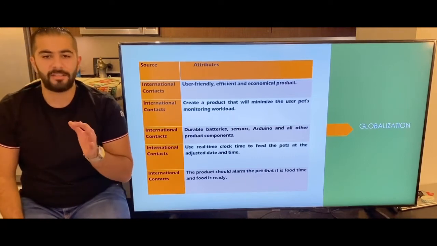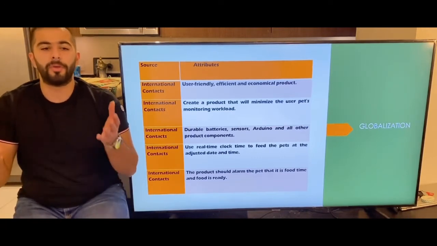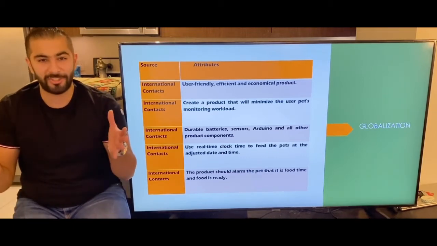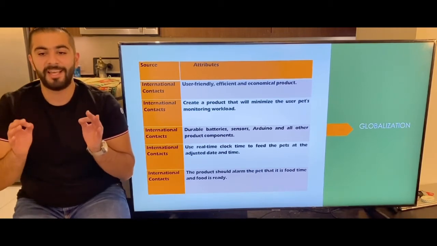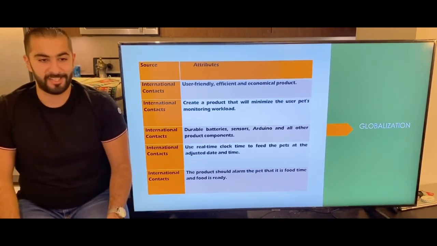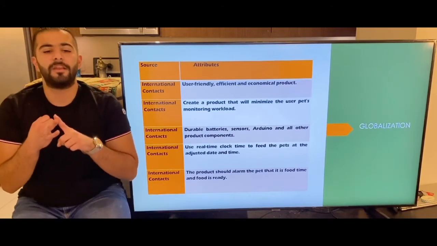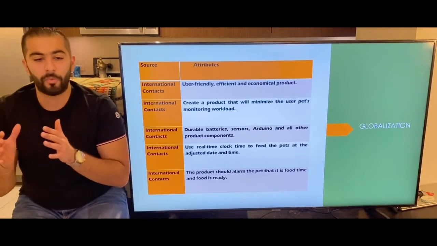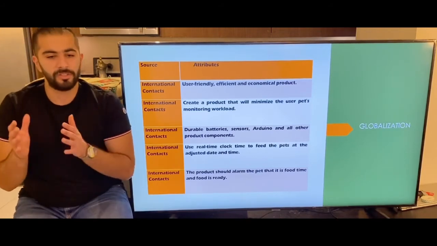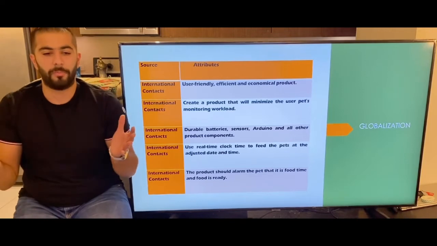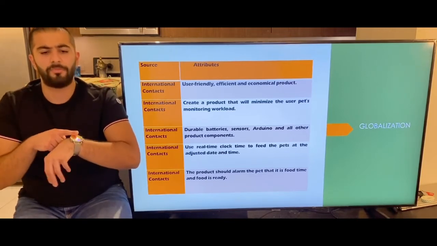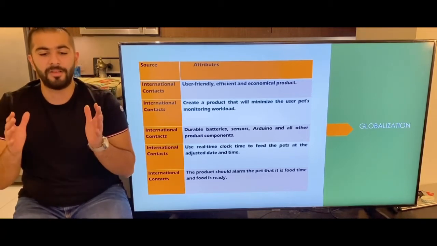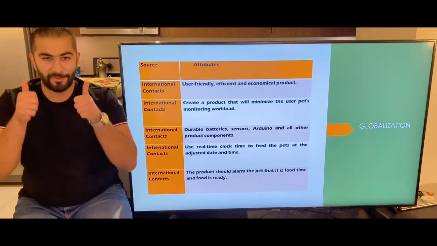We contacted our university fellows who belong to different cultures and came here from different countries. They gave us some suggestions that people in their countries would like an automatic pet feeder system. A user-friendly, efficient and economical product. Create a product that minimizes the user's pet monitoring workload, with durable batteries, sensors, Arduino and all other product components. Use a real-time clock to feed the pets at the adjusted date and time. The product should alarm the pet that it is food time and the food is ready.